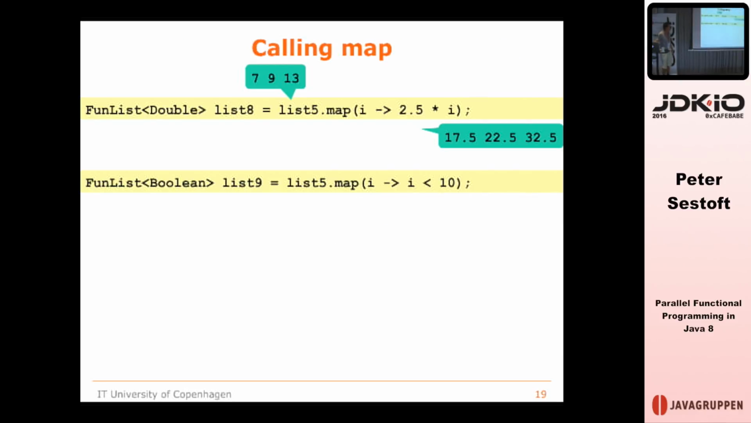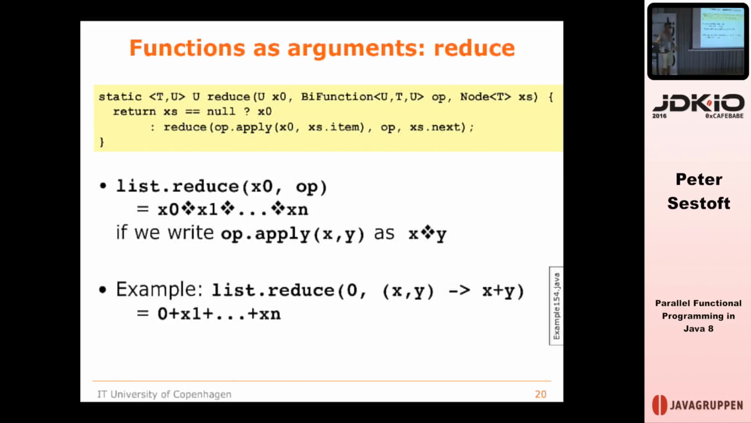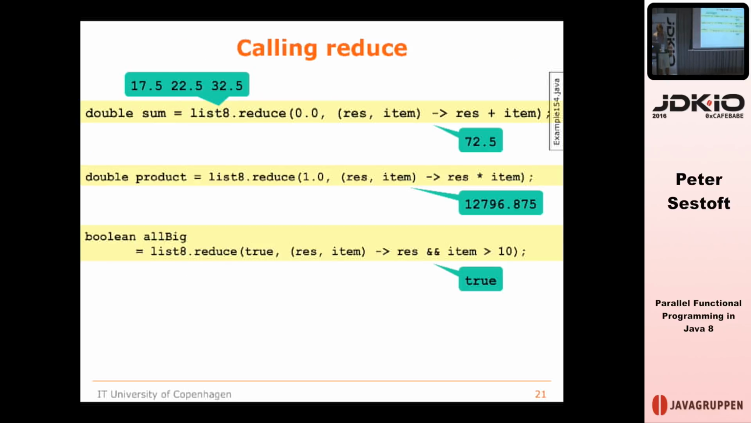Of course, map and reduce are well known from the map-reduce framework, and the map-reduce framework from Google is just functional programming at a very, very large scale.